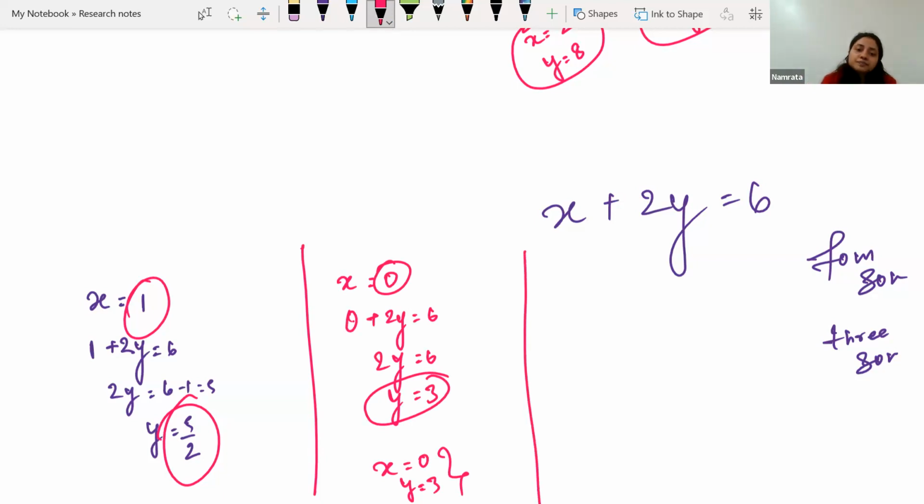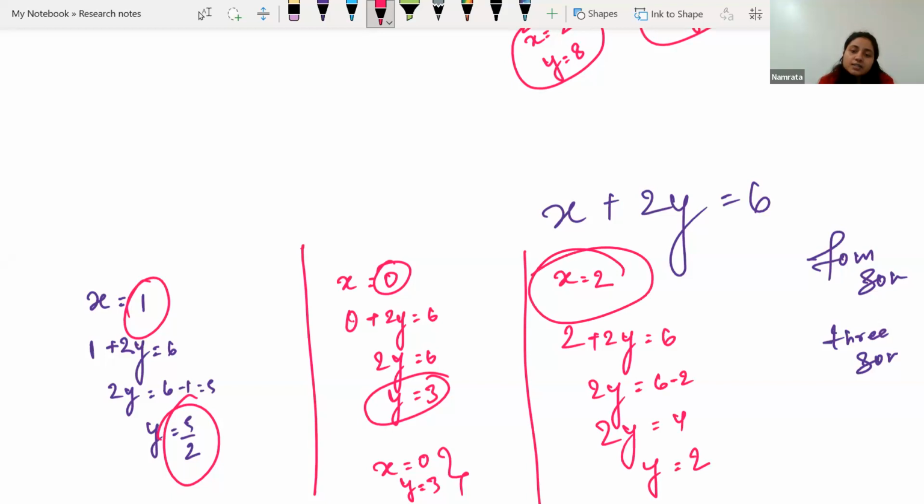Now for the third solution, as I said, we can take x as 2. So 2 plus 2y is equal to 6. 2y is equal to 6 minus 2. 2y is equal to 4. y is equal to 2. When we have taken x as 2, we got y as 2. This is also one of the solutions. There are infinitely many solutions, and from those we are finding four solutions. 1, 2, 3 we have found. For the fourth one, as you have understood the process, you can pick any random number for x, simplify, and find the y value. That pair x and y is called one of the solutions.